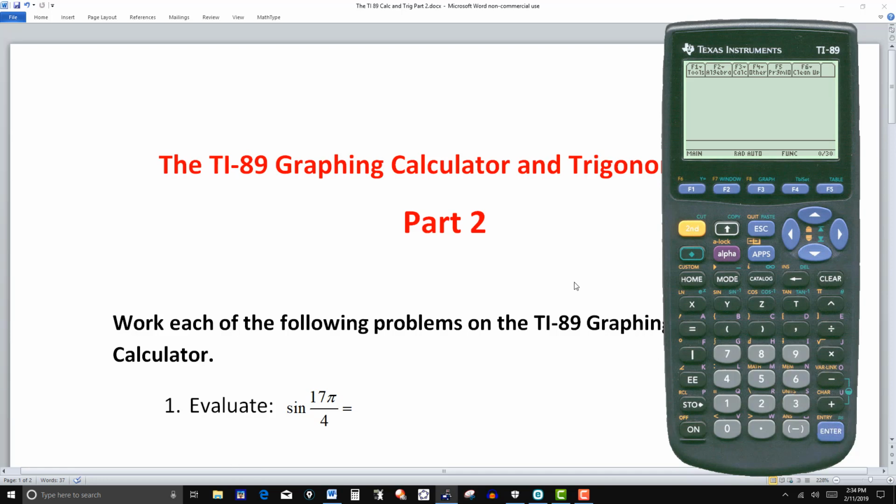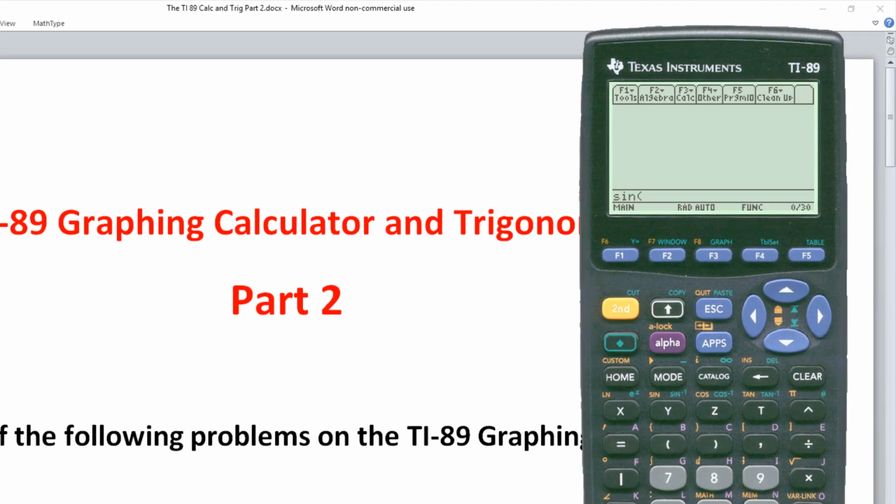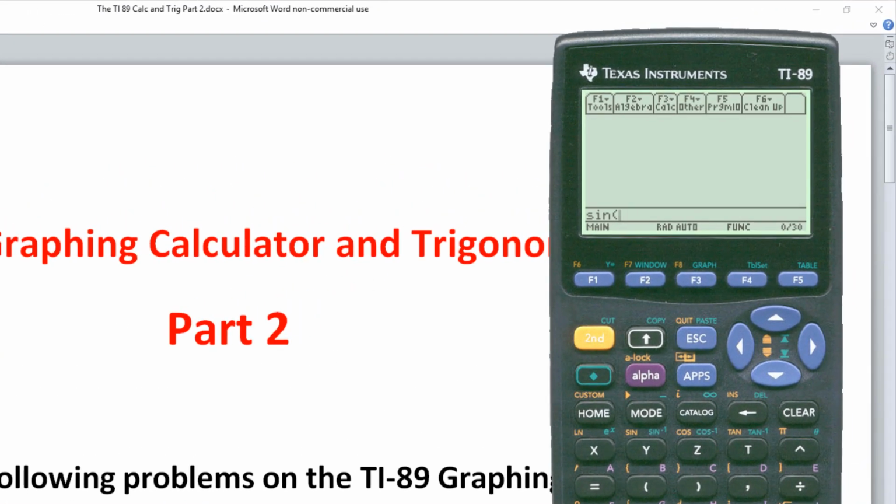So we're going to look at working these types of problems with the TI-89 graphing calculator. The first one is evaluate the sine of 17 pi over 4. Obviously this is in radians, and we have it set to radian. So we hit second and then Y, accessing the sine function here, and then we enter 17.